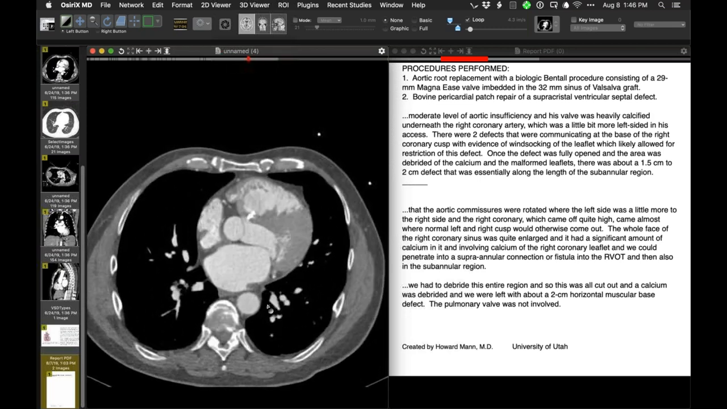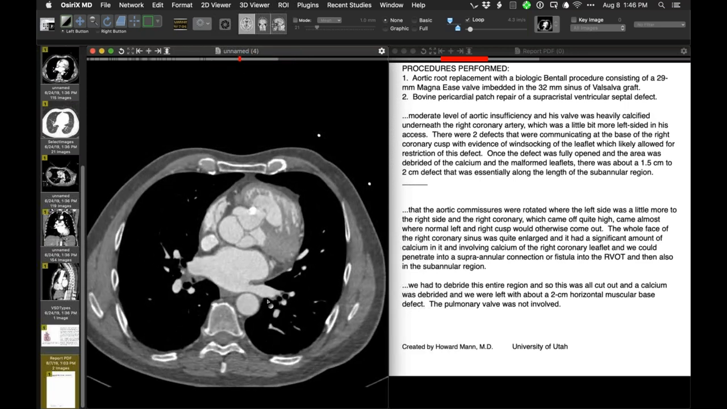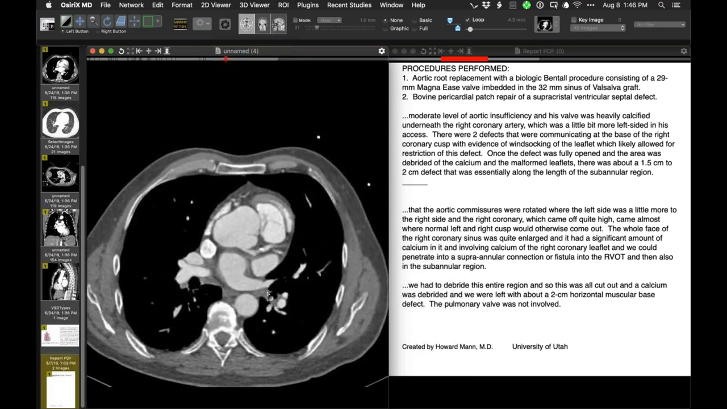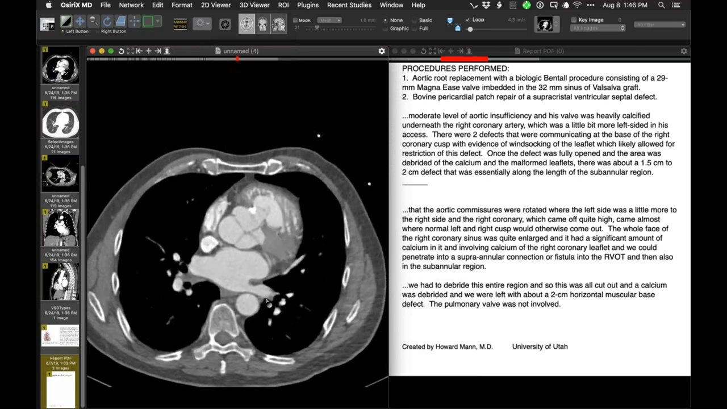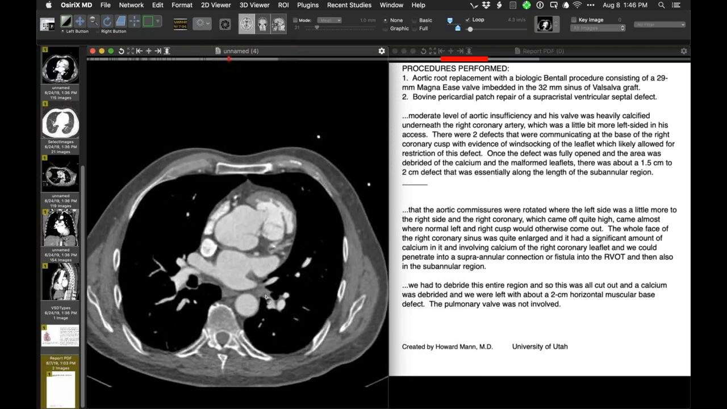It's better than 100% of my cases. It is 100% of my cases. I'm not a cardiac imager, but I really like it. Yeah.